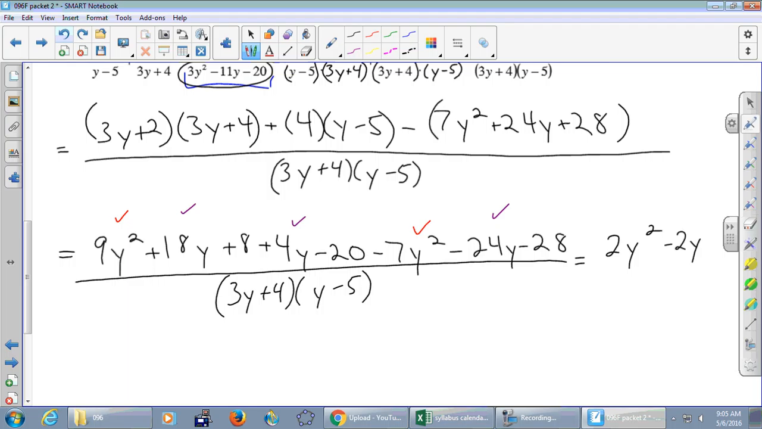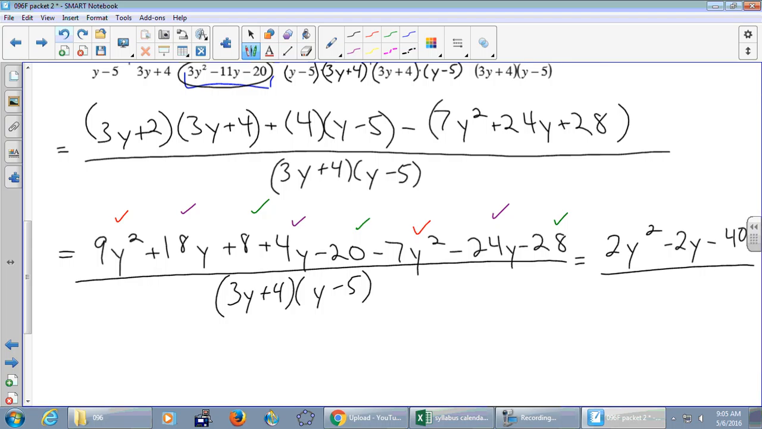Okay, and then finally the constant terms. There's an 8, there's a minus 20, and there's a minus 28. Negative 40 sounds good to me. Okay, and then just copying the denominator. Do not distribute down there.